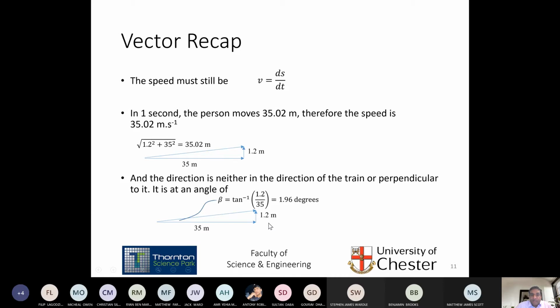Okay, so 1.2 is his motion, 35 is the train's motion, and tan inverse 1.2 divided by 35 gives the angle at which he is moving, which if you plug it into your calculators will come out to be 1.96 degrees.